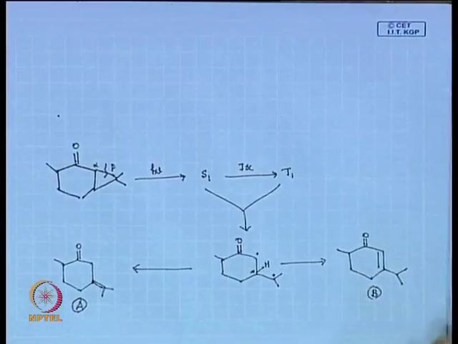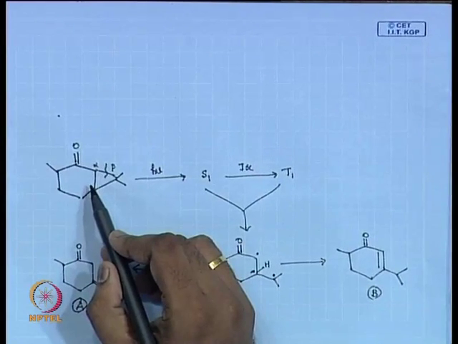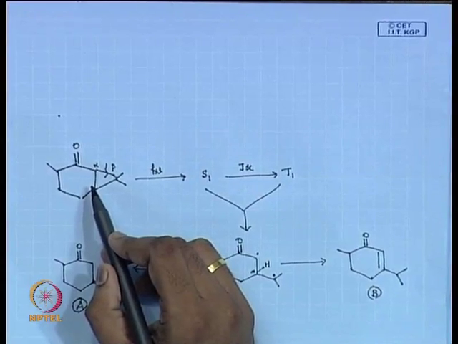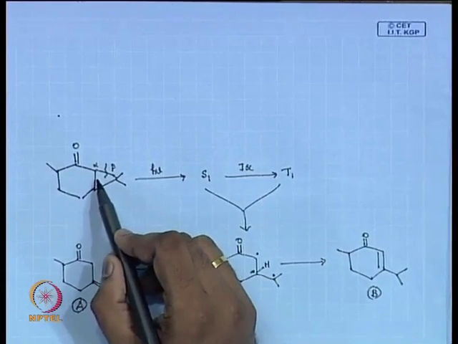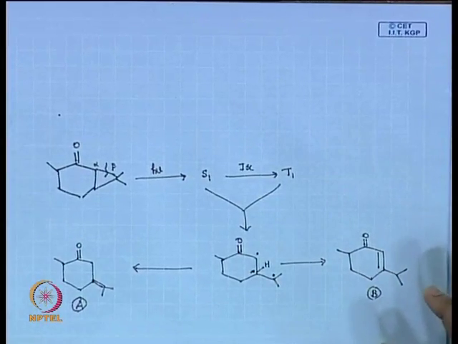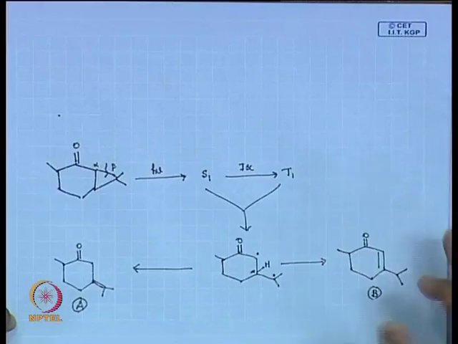Now, you have another question you have to ask yourself. I have another alpha beta bond here, can I break this? Whether the molecule tries to break this alpha beta bond. In the previous case I broke this bond, I wrote a cyclohexanone type, cycloheptanone type of system. In this case, can I break this? Just try and see what you get, why you should not break.